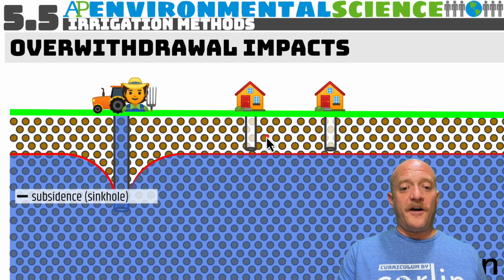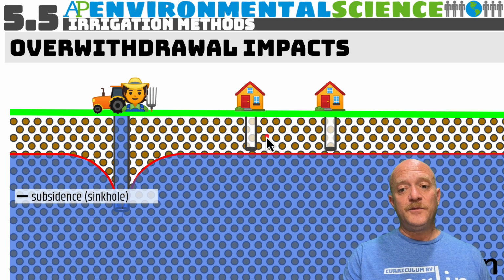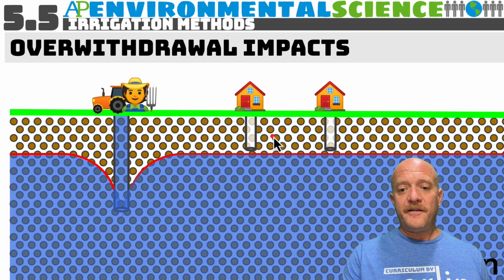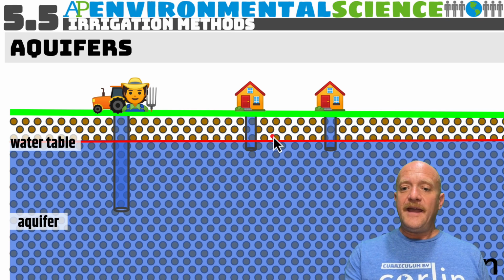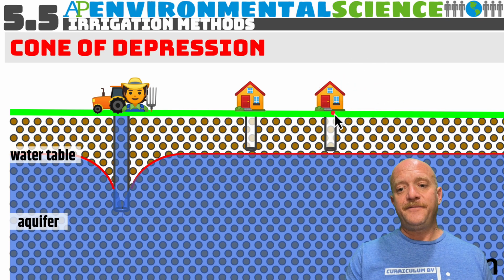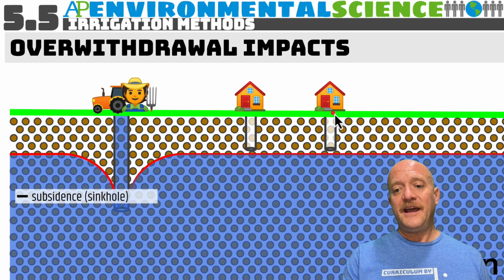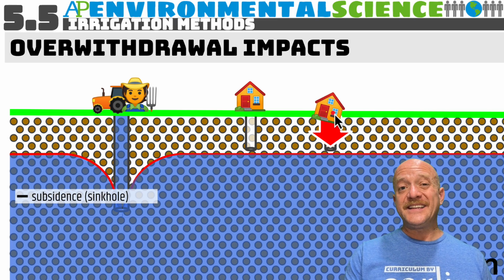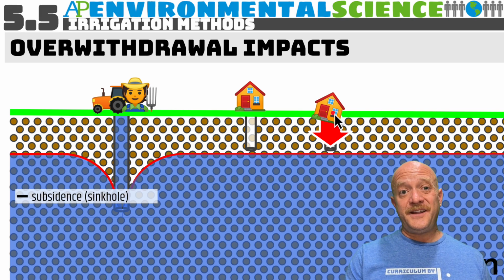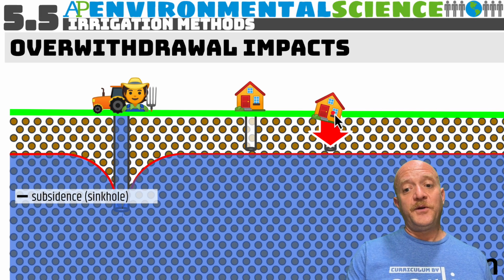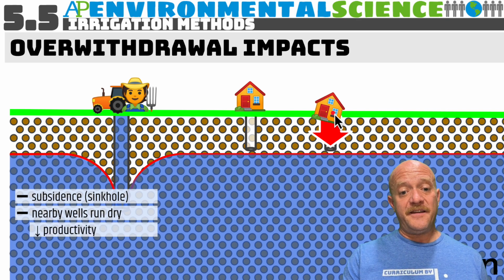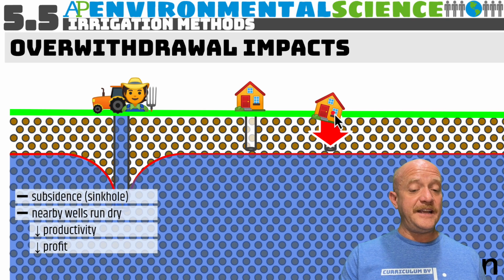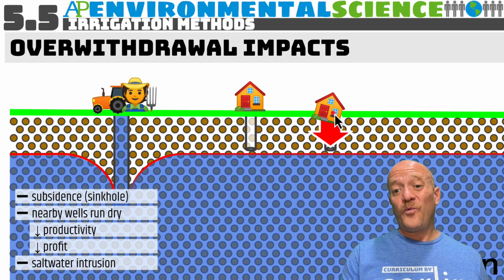And when you over withdraw the water, some of the impacts is you can have subsidence, which is basically a sinkhole. Because when the water is up high like this, it may exert some pressure up, and it may support some of these houses. But when you withdraw too much, you might have a house sink. So you get a sinkhole. You may have seen some sinkholes on the street, like a big giant pothole. That's where the soil gives out and everything sinks and compacts. Neighboring wells will also run dry, like I've said, and that can decrease productivity and profit, but also you can get saltwater intrusion.